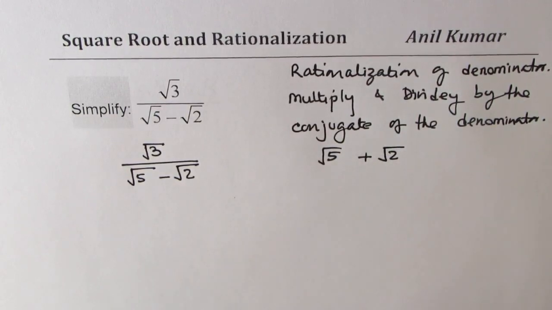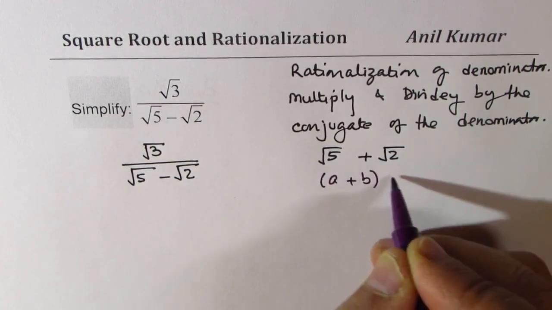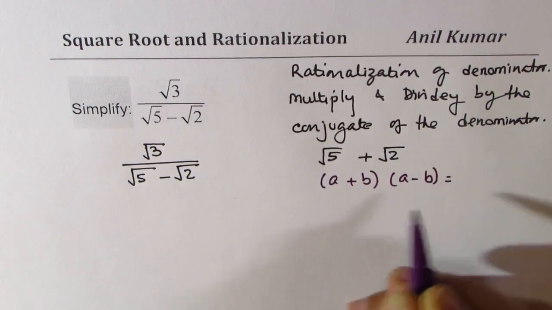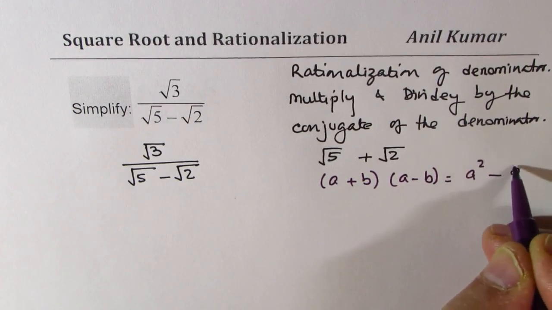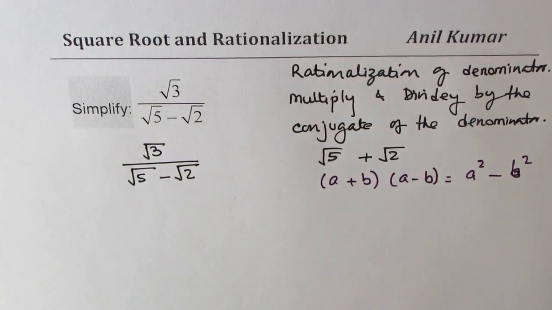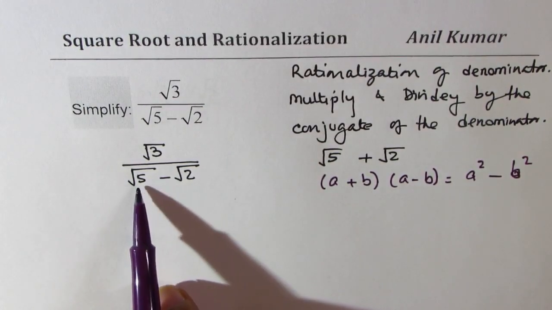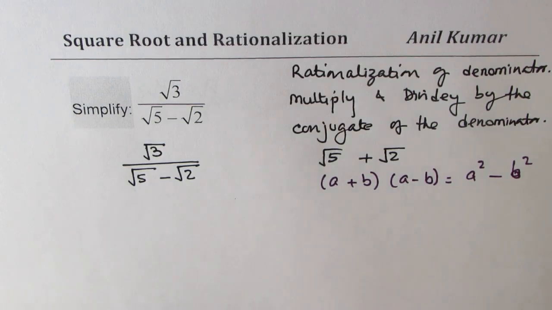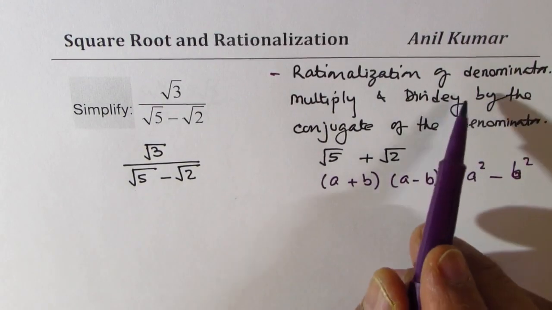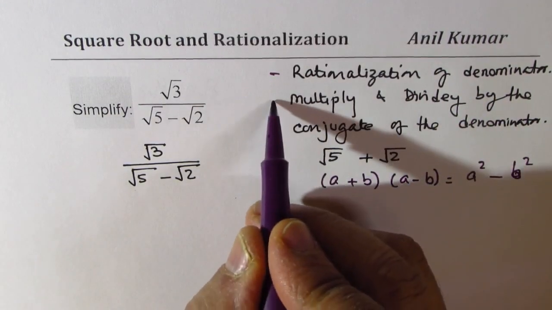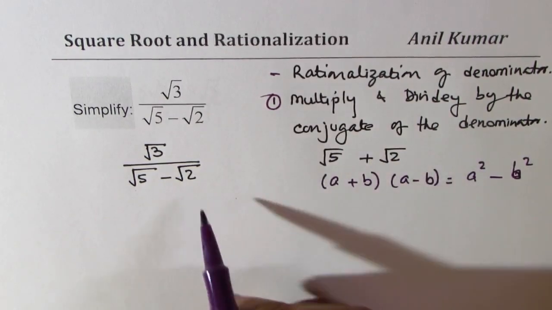So the idea is that when you multiply, let me give you an expression, a plus b times a minus b. When you do a plus b times a minus b, you get the difference of squares, right? a square minus b square. So that removes the square root sign and we could now simplify. So these are the steps. Rationalizing a denominator really means the first step is to multiply and divide by the conjugate of the denominator.